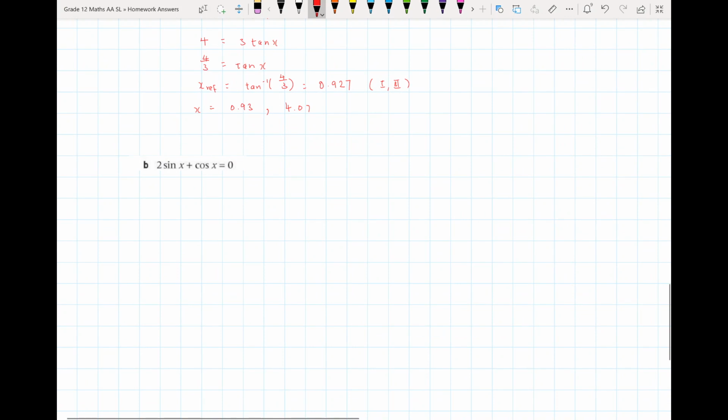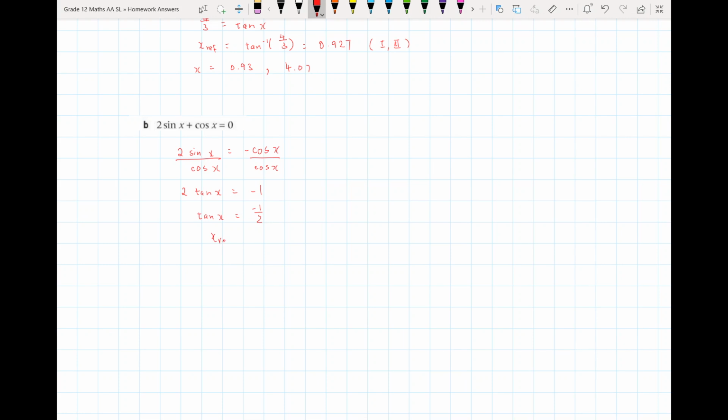Okay, B is very similar. So I can move cosine to the other side, divide both sides by cosine x, and then isolate tangent. So the reference angle is going to be inverse tan of 1/2, which is 0.464 correct to 3 sig fig.